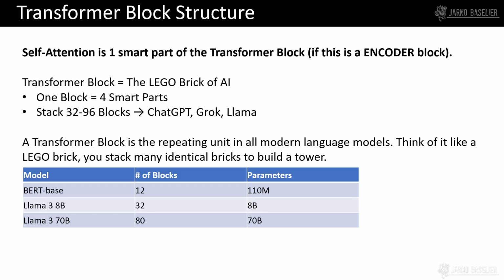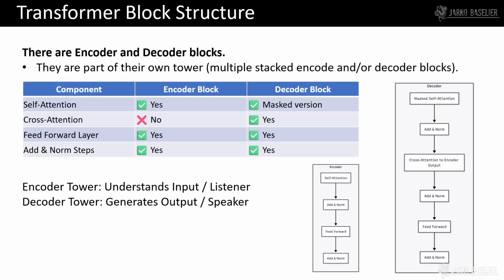Think of it like a Lego brick. You can stack many identical bricks to build a tower. And BERT uses, or at least BERT base uses, 12 blocks. Llama 8 billion parameters uses 32 blocks, and 70 billion parameters uses 80 blocks. So the more parameters, the more blocks are probably being needed.